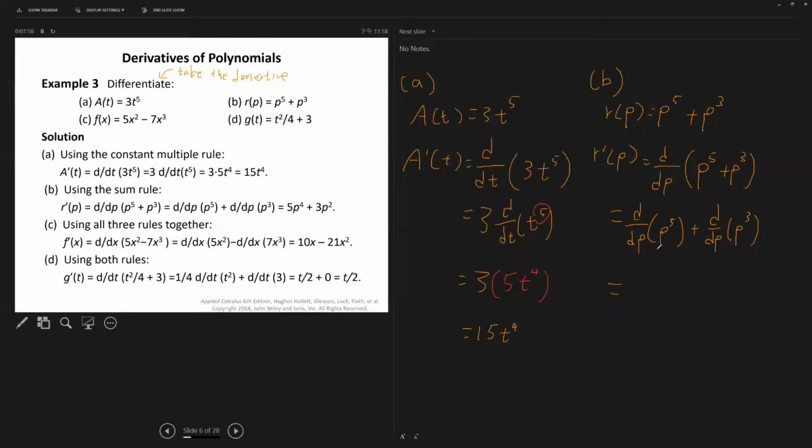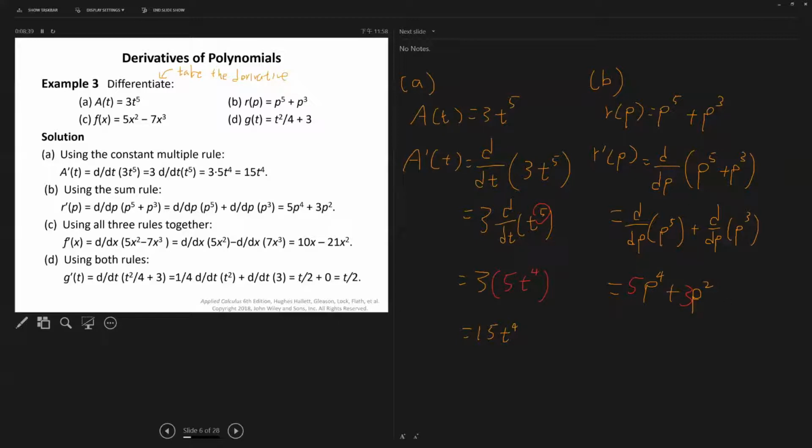And then we can just look at each one of them separately. Hopefully by now we have a better idea of what we're doing. So bring down the power to the front, 5, and then p, decrease the power by 1, which will be a 4. And then plus, bring down the power 3, and then p, decrease the power by 1, which will be a 2. And that's it. That's your final answer.